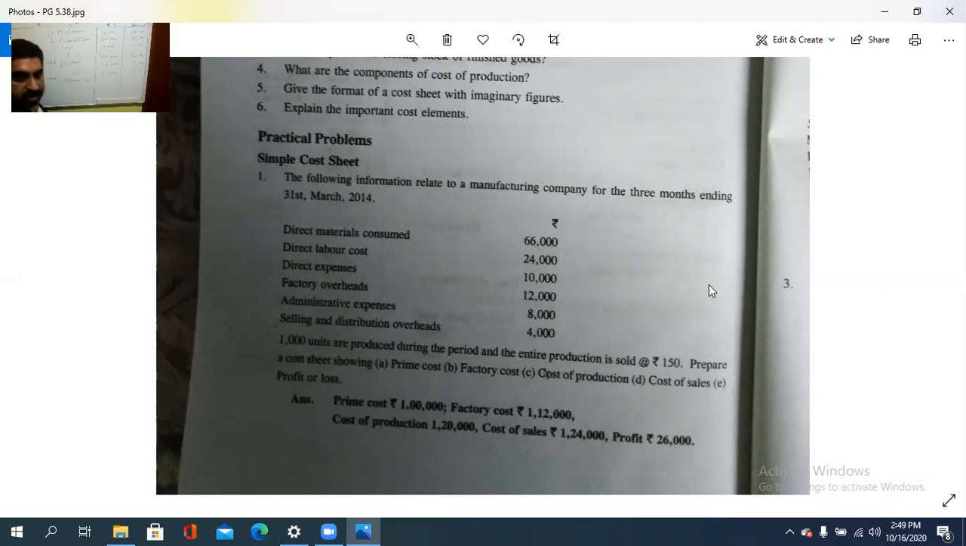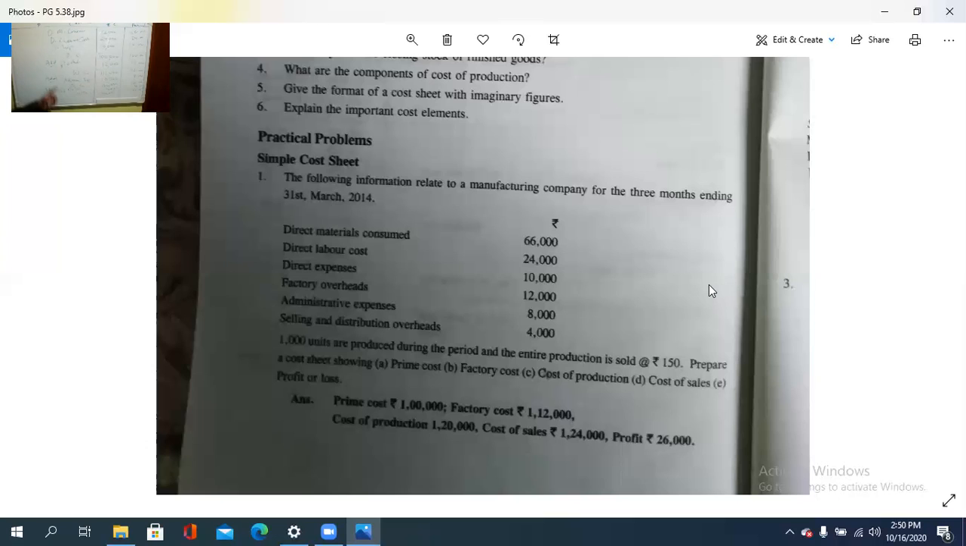Administrative expenses, how much is it? 8,000. So 112 plus 8 is 120,000. So it is 120 per unit. So that is the office cost. Add selling and distribution overheads. How much is it? 4,000. So 4, so 124,000. That is the cost of sales or total cost.